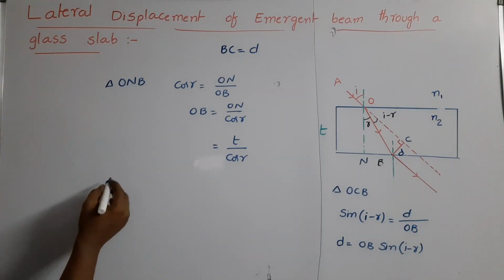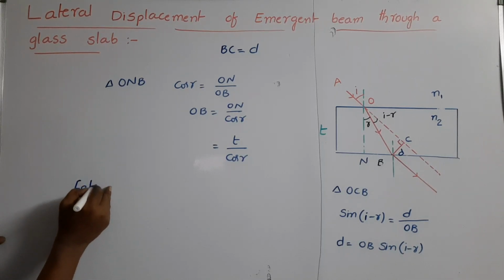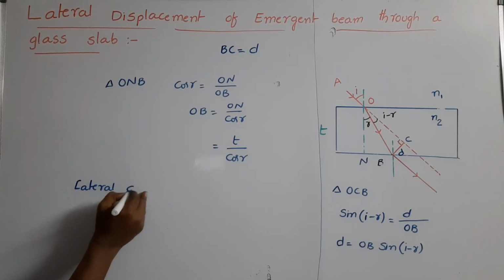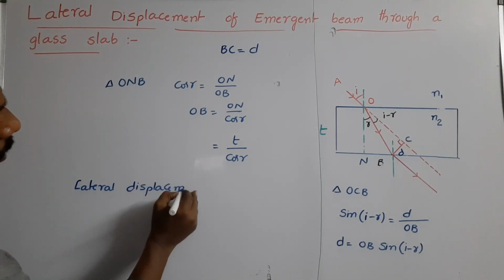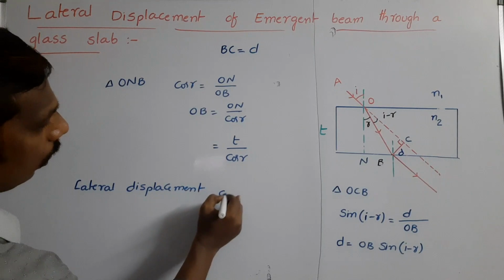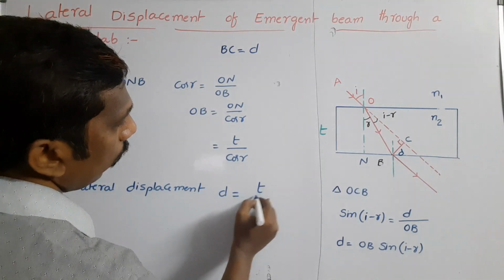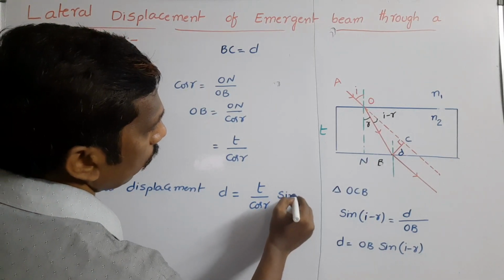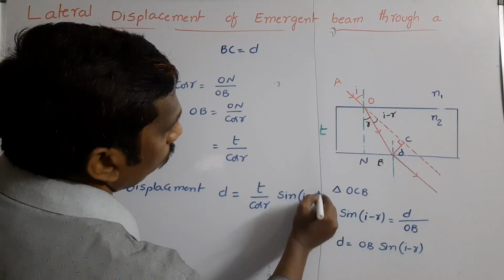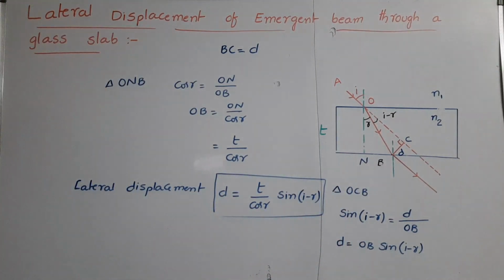So finally we can write the lateral displacement d is equal to, OB meaning t by cos r, t by cos r into sin(i minus r). This is the formula.